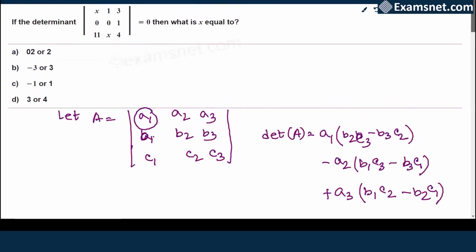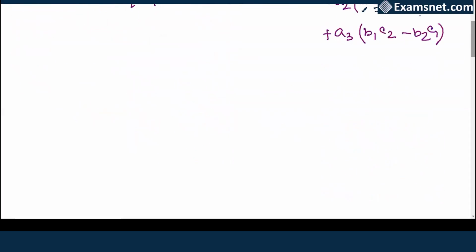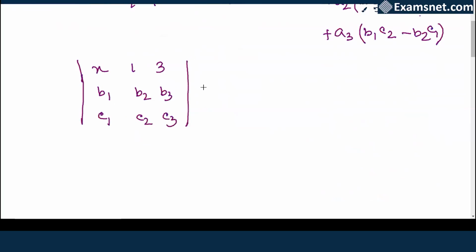This is the method, this is the process. The value of the determinant is already given, which is 0. Now let me first write the determinant: x 1 3, B1, B2, B3, C1, C2, C3 equals 0, correct? Sorry, in place of B1, B2, B3, I need to write all those values. So what can be done?